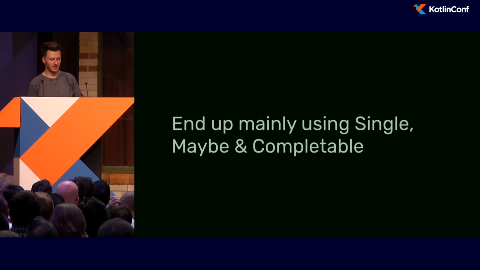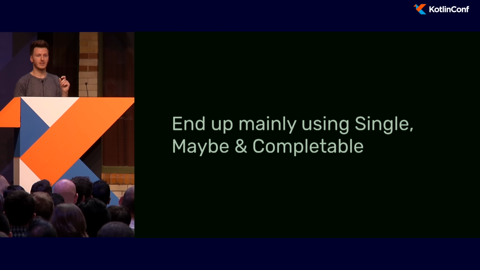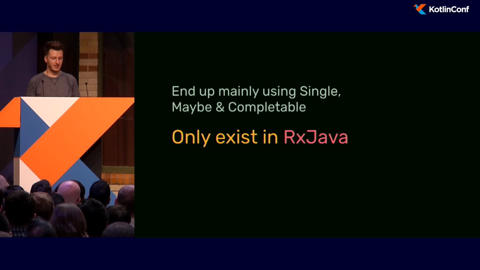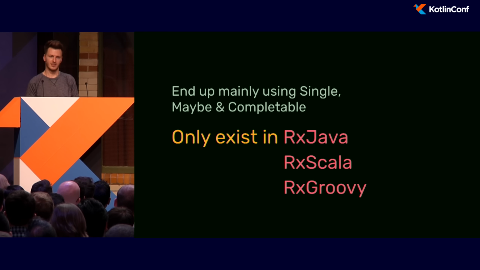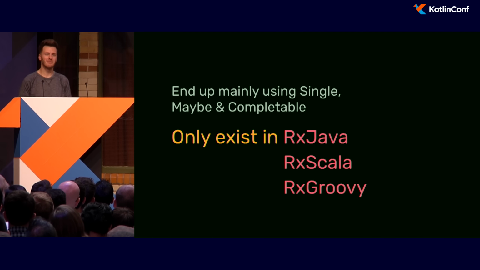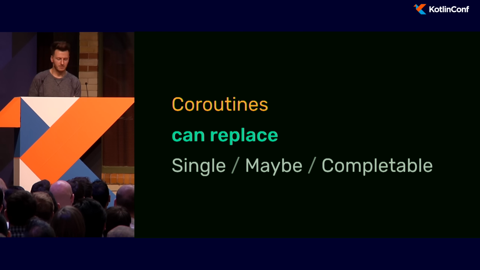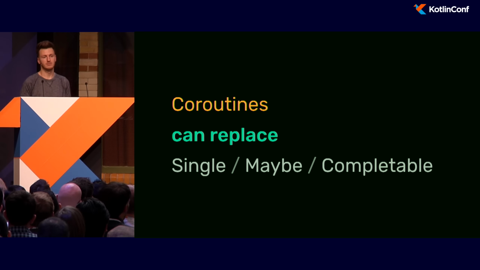And I'd say that a lot of them end up mainly using Single, Maybe, and Completable, like just the single value types. Now, they only exist in RxJava, RxScala, and RxGroovy. So when I was thinking about this, maybe that's more a reflection of the platform APIs that they run on, because they're all pretty similar, rather than the fact that they need to live in Rx. So I was thinking that coroutines can actually quite easily replace Single, Maybe, and Completable.